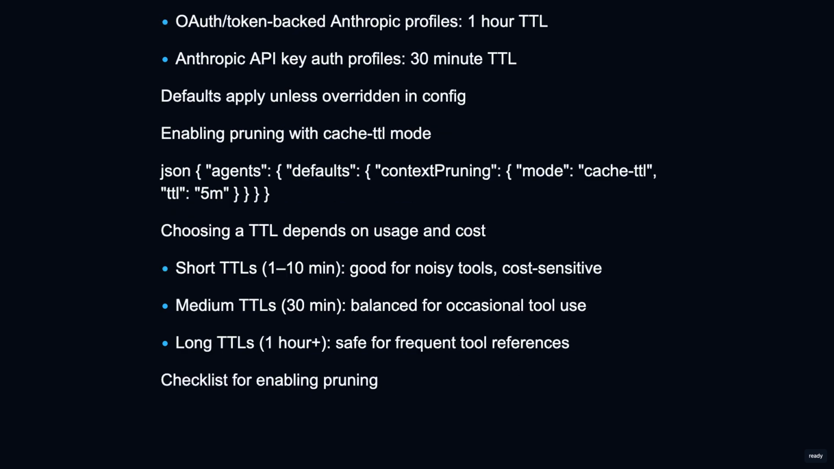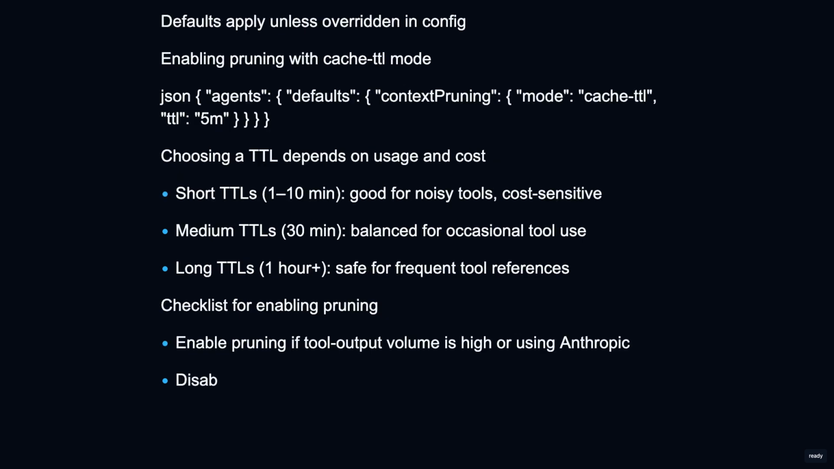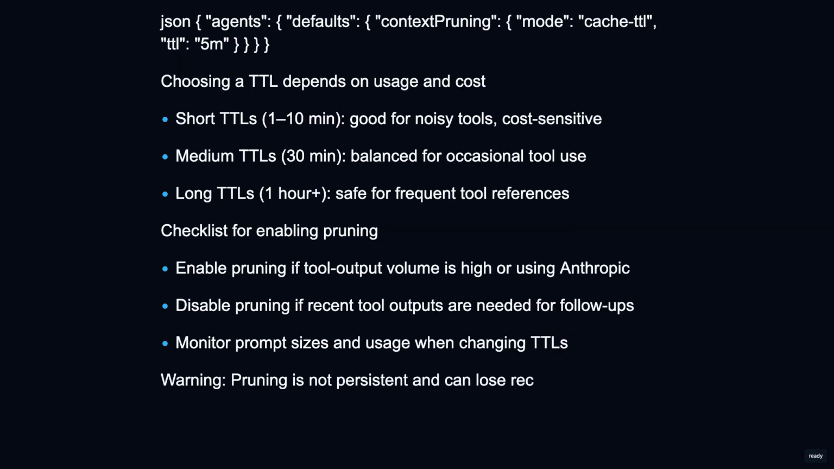Here's a quick checklist to help decide when and how to enable pruning effectively. Turn on pruning when your agents generate lots of tool outputs, or if you're using Anthropic and want to reduce prompt cache writes and costs. Keep pruning off if your sessions rely on freshly produced tool outputs for follow-up steps, or if you prefer compaction and summary persistence instead. If you adjust TTLs, monitor prompt sizes and provider usage closely to understand the impact on costs and performance. A caution: pruning only affects live memory and does not delete stored transcripts. Aggressive TTLs can cause the model to lose access to recent tool outputs between runs. Always test TTL settings in staging before production.